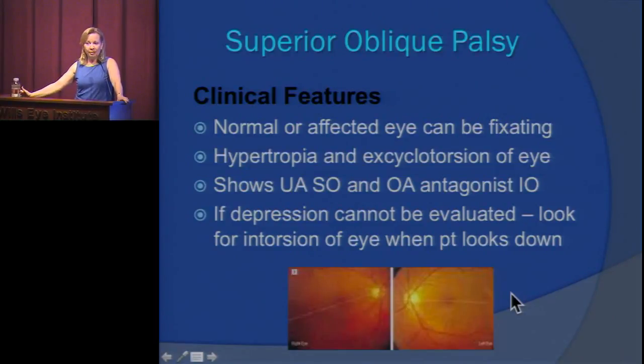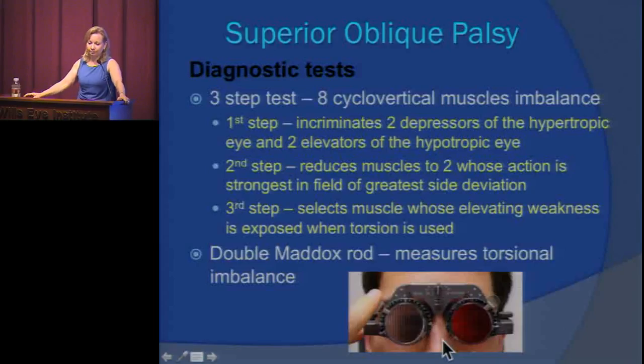If the depression can't be evaluated, for example, you have a third nerve palsy, you're going to look for intorsion of the eye when the patient looks down. Okay, if there's no intorsion, you may have a superior oblique palsy as well as a third nerve. Okay, again, when you evaluate your retina, you're looking for that intorsion on your indirect ophthalmoscopy. Remember also you're going to see an upside down and backward picture, so it's not going to look just like this.